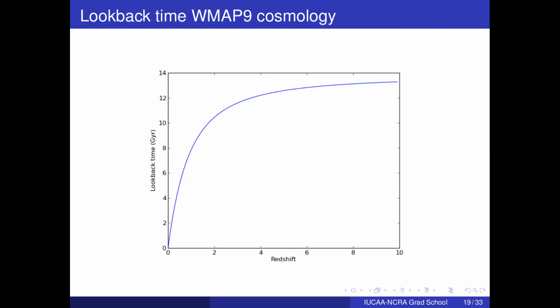We are looking back 10 gigayears into the past already at redshift 2. By redshift 6, we have gone to more than 12 gigayears. So we are approaching the first gigayear after the Big Bang by redshift 6. One can really go back quite a long way in the history of galaxies and trace them.